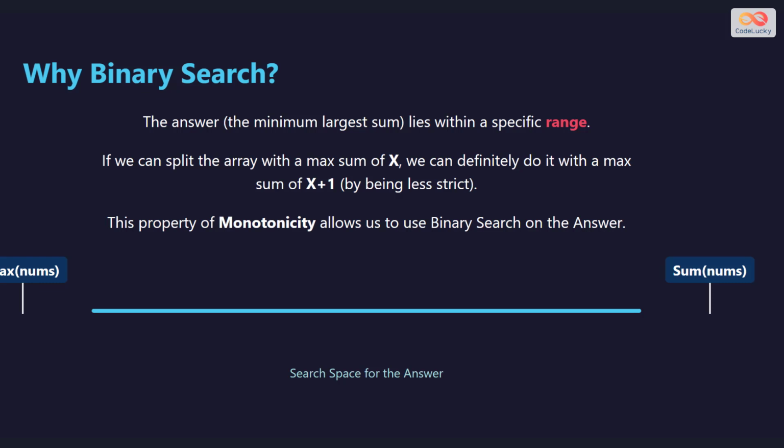Why do we use binary search? The answer space is monotonic. If you can successfully split the array such that no sum exceeds x, you can definitely do it for any value larger than x. Conversely, if x is too small, anything smaller than x will also fail. This allows us to search for the specific minimum value, rather than trying every combination.